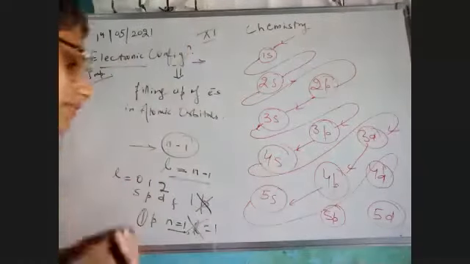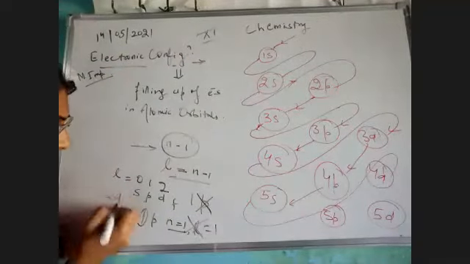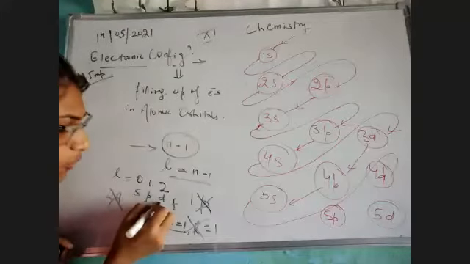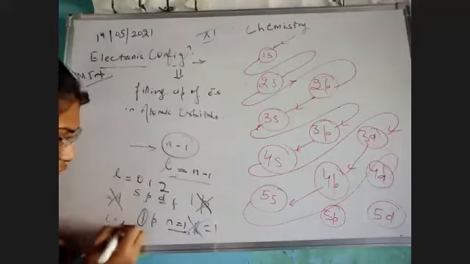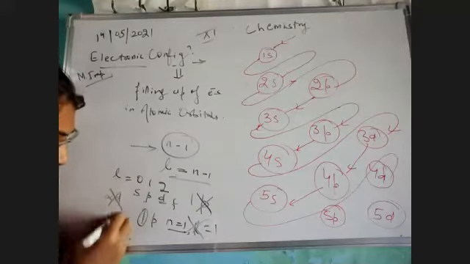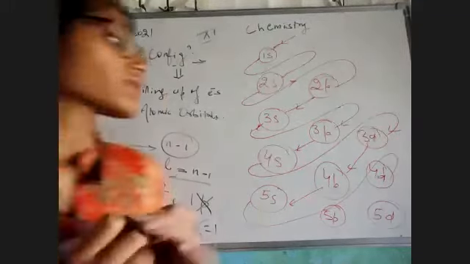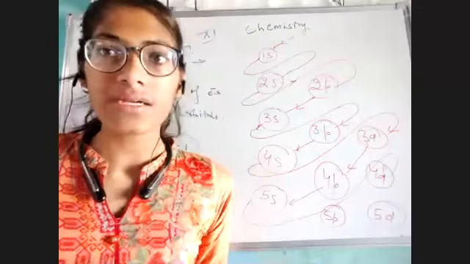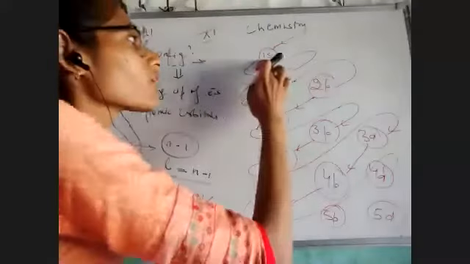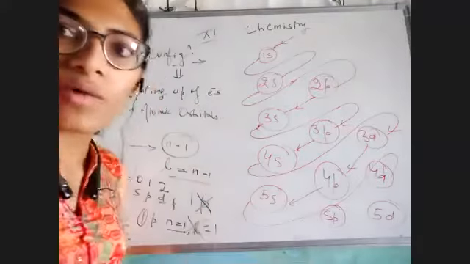Same as it is, if I'm talking about 2d, that also does not exist, because d has the azimuthal quantum number l equals 2, and if n equals 2, that's not possible, right? So we are rejecting these. Or we can just remember it this way: we have already provided 1 to s.